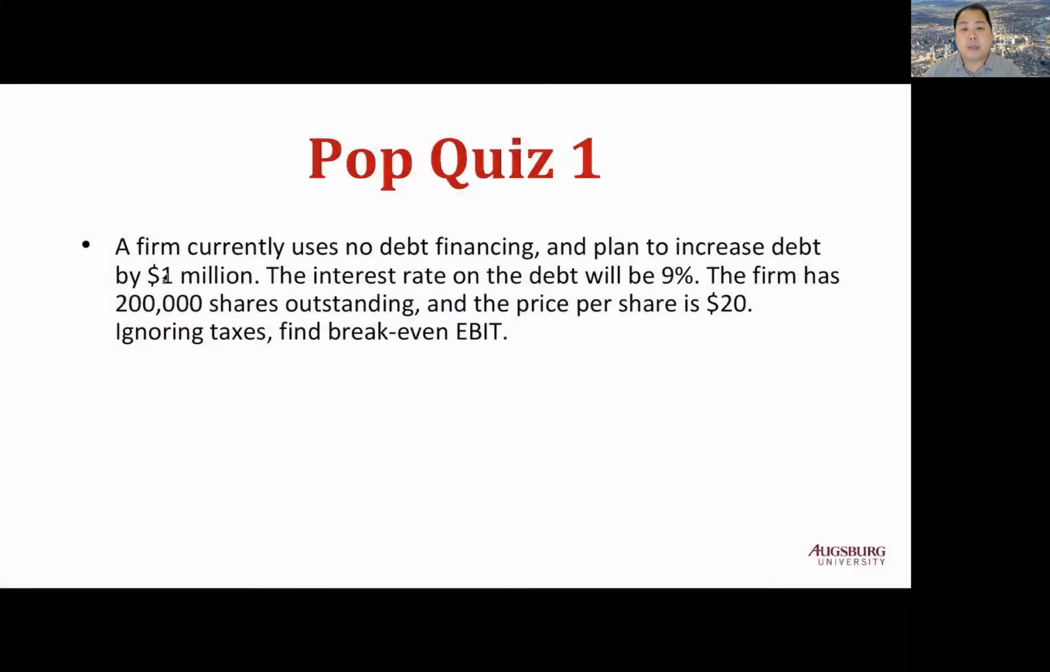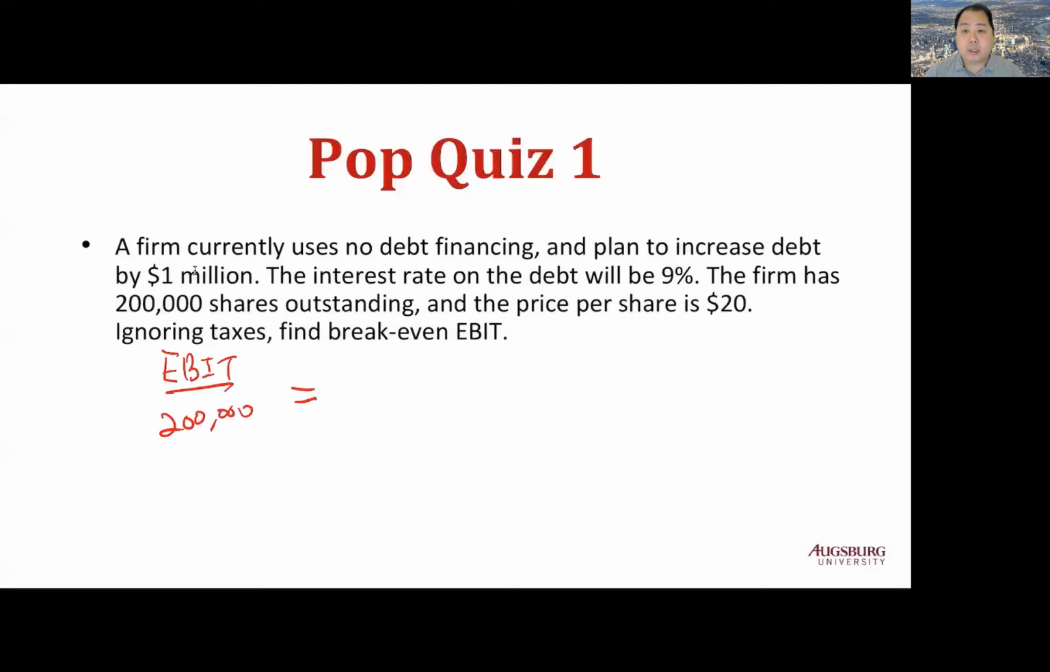Problem 1. A firm currently uses no debt financing and plans to increase debt by $1 million. The interest rate on the debt will be 9%. The firm has 200,000 shares outstanding, and the price per share is $20. Ignoring taxes, find break-even EBIT. To find break-even EBIT, let's find EPS for each case. With the current capital structure, EPS is simply EBIT divided by 200,000.